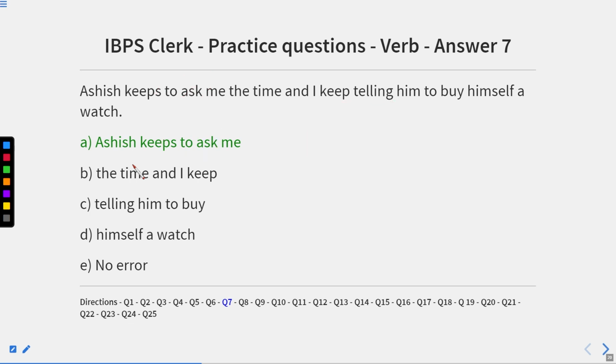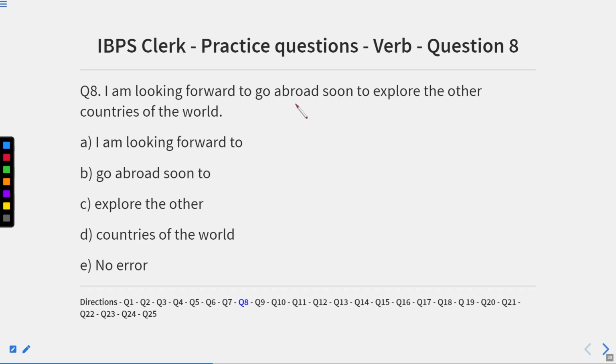Now let us move to the next one. I'm looking forward to go abroad soon to explore the other countries of the world.